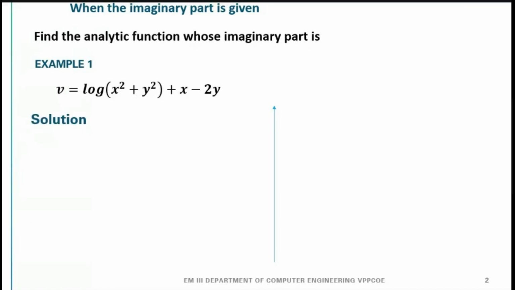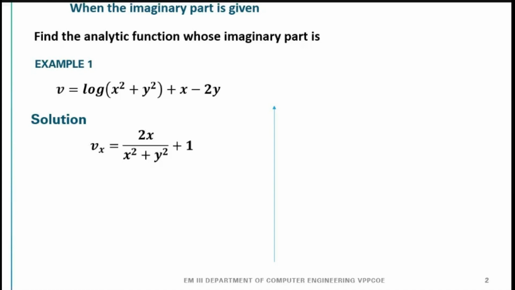Since v is given, we will calculate first vx. Vx is the partial derivative of v with respect to x, keeping y as a constant. So then log derivative is 1 upon x square plus y square into the derivative of x square plus y square with respect to x, that is 2x, plus x derivative is 1, y derivative is 0. So I will get vx is equal to 2x upon x square plus y square plus 1.